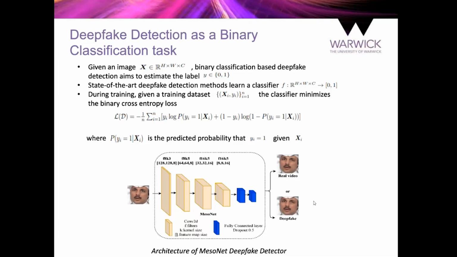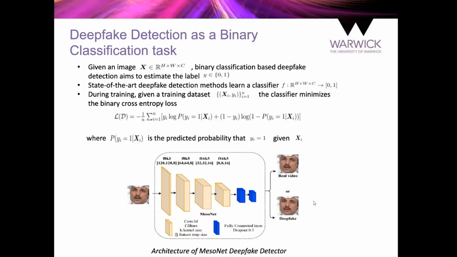Such a deepfake detection classifier is seen at the bottom. This is the architecture of the Mesonet deepfake detector, which is effectively just a shallow convolutional neural network, which consists of a series of learned convolutional layers, ending with two fully connected layers. And at the end, we have the output probability that lets us decide whether the input image was real or fake.